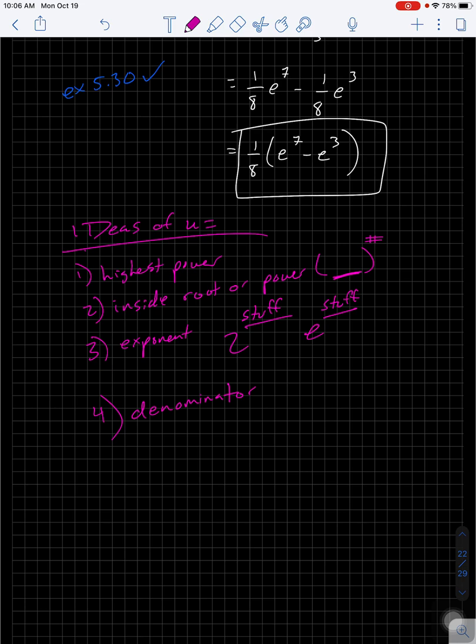Okay, so those are ideas. Now again, ideas, if you try one and it doesn't work, then try something else. Sometimes there are problems that don't kind of follow the rules, and just be patient with these and be okay with starting a problem over if it doesn't work.